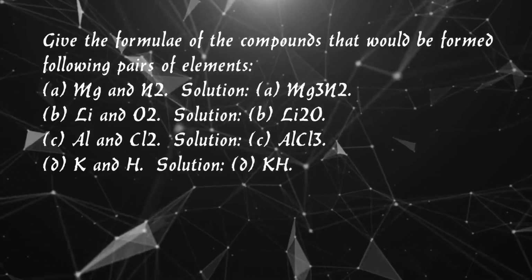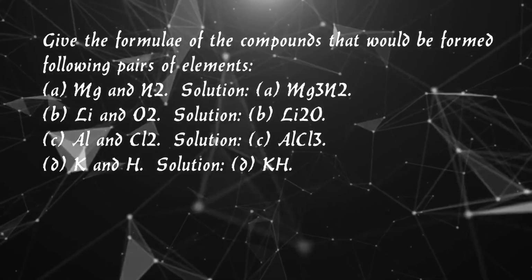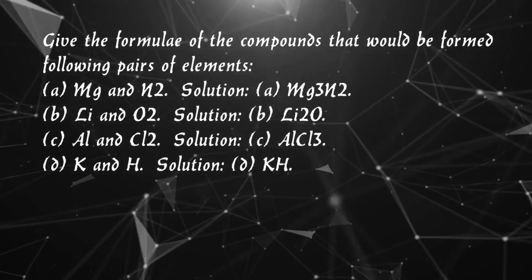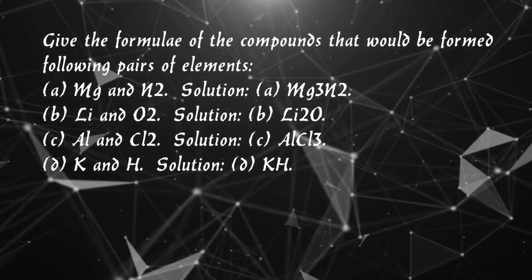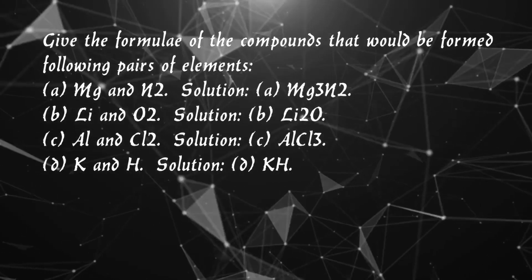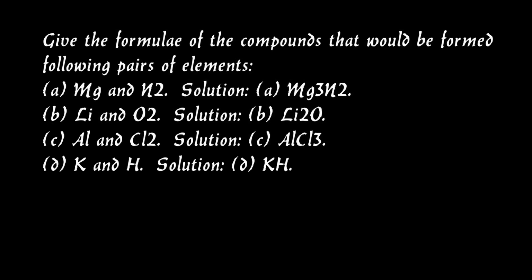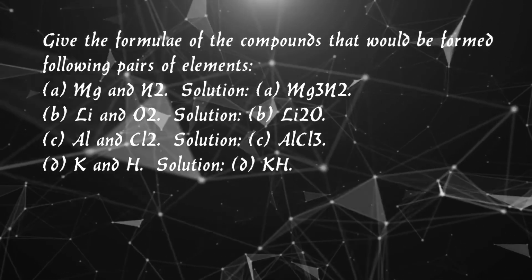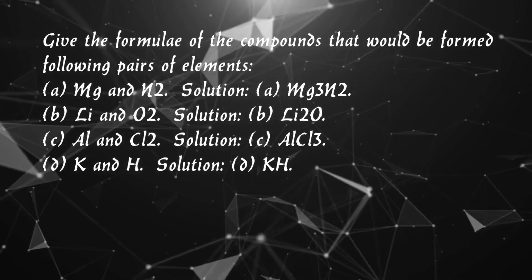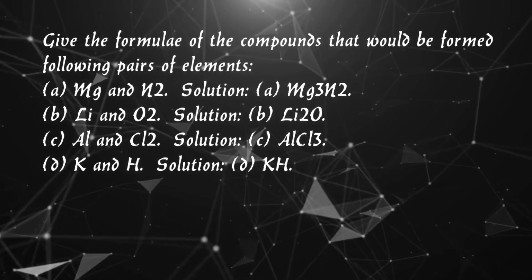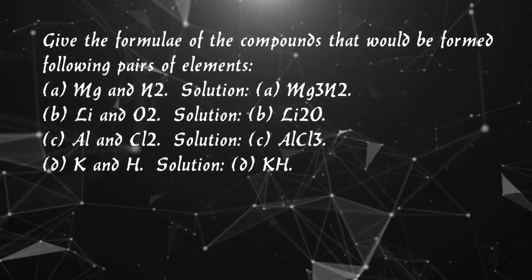Give the formulae of the compounds that would be formed by the combination of the following pairs of elements. A. Mg and N2. Solution. Mg3N2. B. Li and O2. Solution. Li2O. C. Ca and Cl2. Solution. CaCl2. D. K and H. Solution. KH.